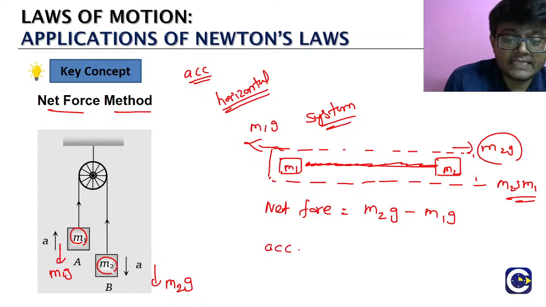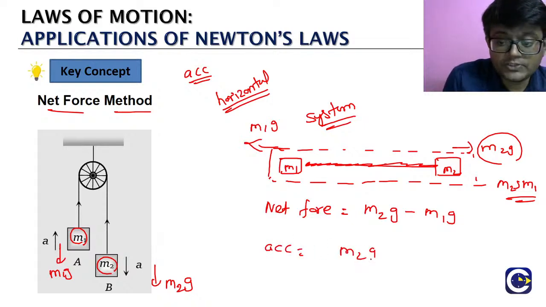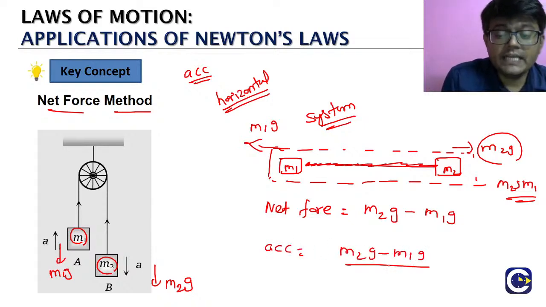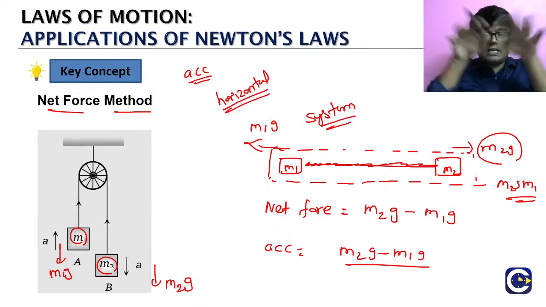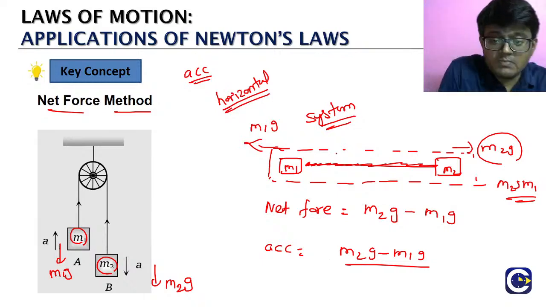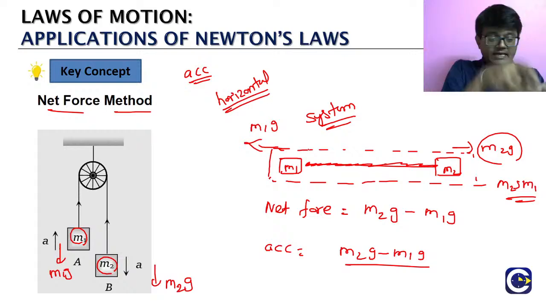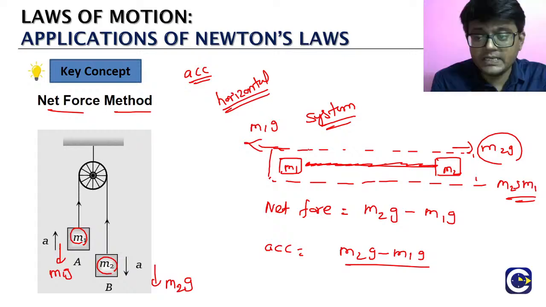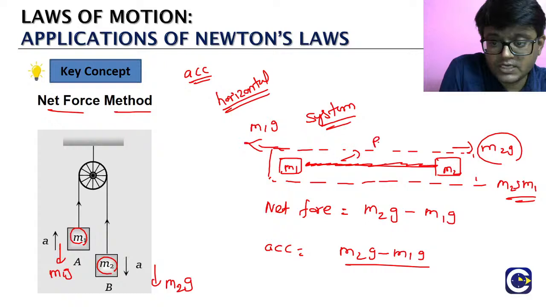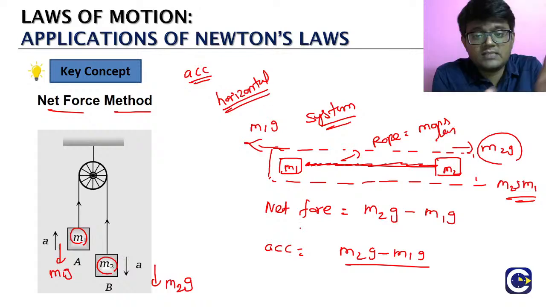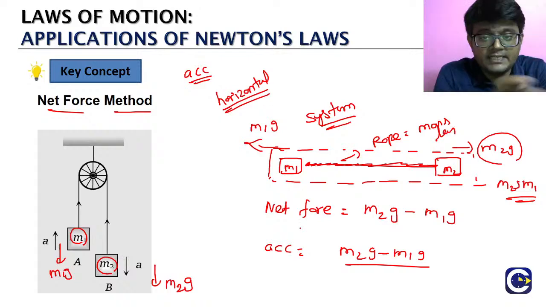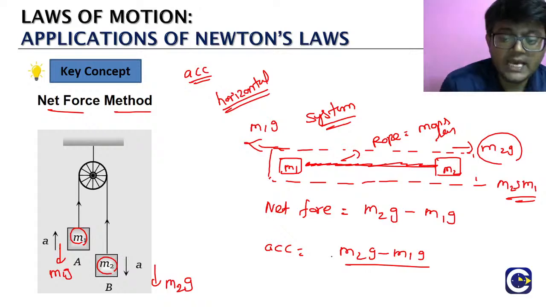So what acceleration comes from that? Net force divided by the total mass. What is the system we are considering? The m1 block, the rope and m2. The rope has no mass, because our assumption is that the rope is massless. So the total mass of the entire system is m2 plus m1. Acceleration will be net force divided by the total mass.